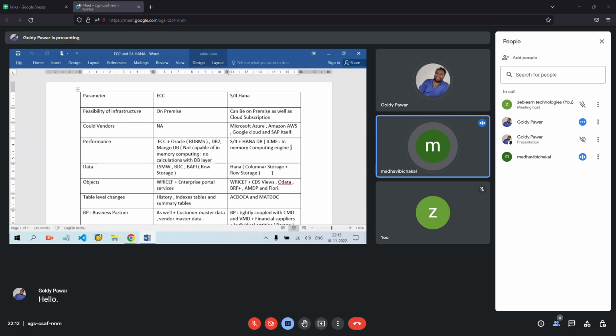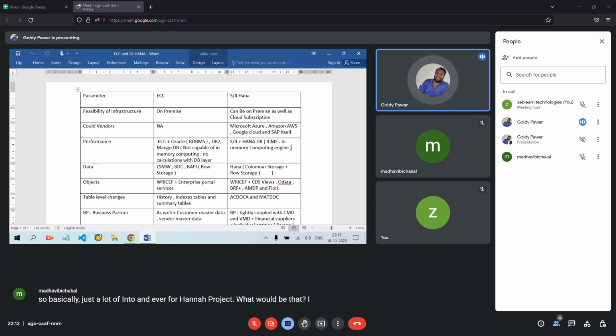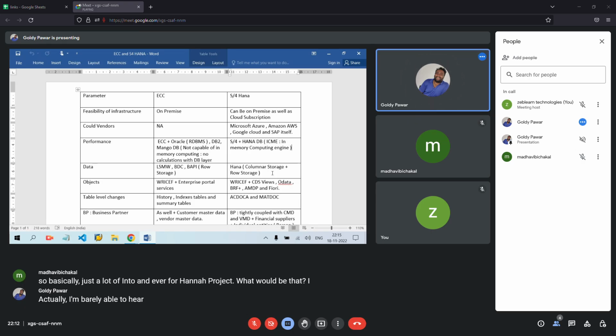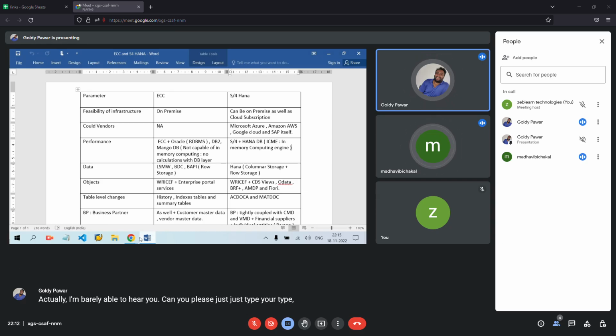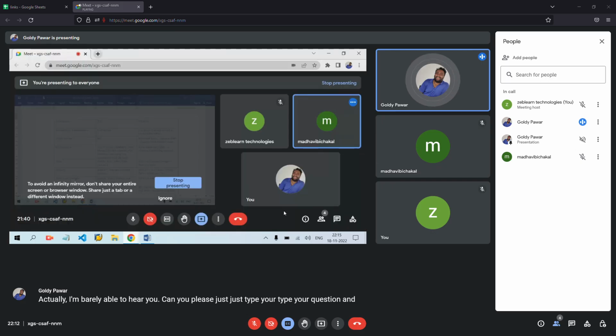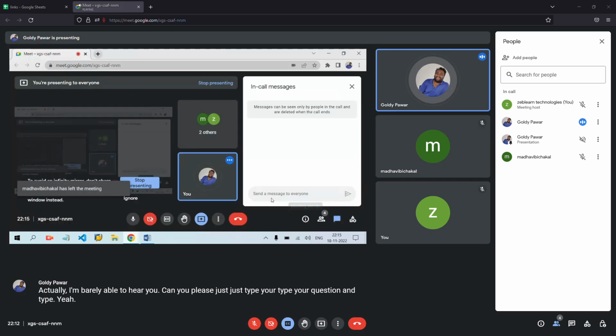So basically, an ABAP for HANA project would look like an integration of a lot of things. How would an end-to-end ABAP for HANA project look like? What would be the different scenarios that can be covered? Actually, I'm barely able to hear you. Can you please just type your question? Sure, I'll type, yeah. I'll reply to the audio one.